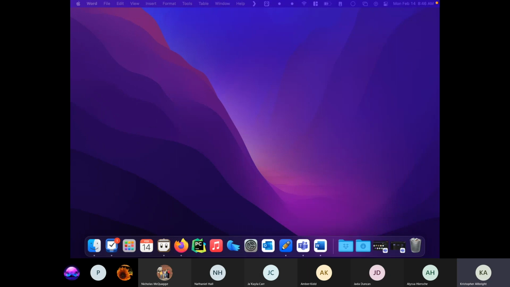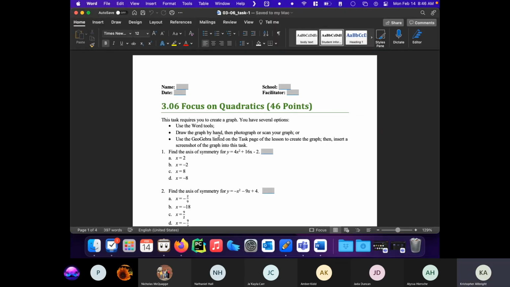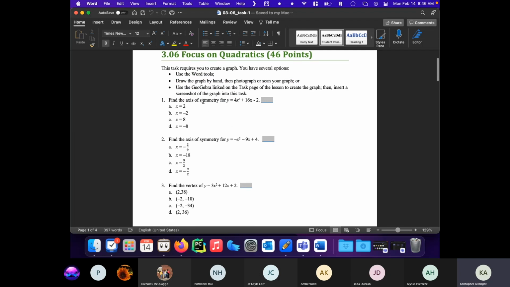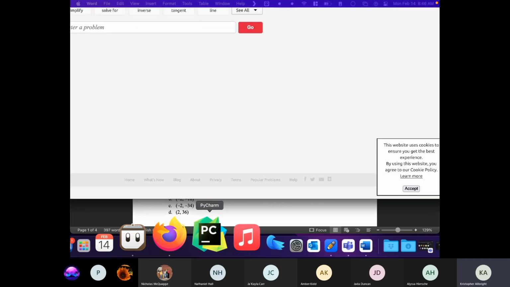So this is what the homework assignment looks like. The task requires you to create a graph. You can use all the regular options. Find the axis of symmetry for y equals this. So I vote we plug this in a Symbolab and look at it and talk about it. So I'm going to bring a web browser down there, and we will plug it in.